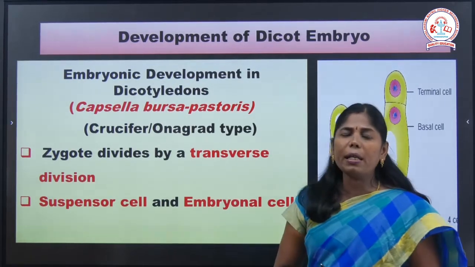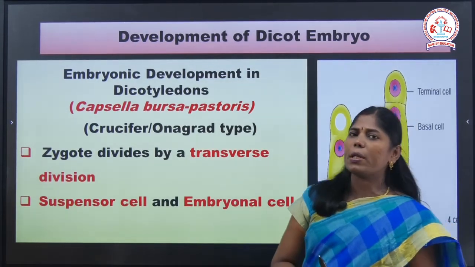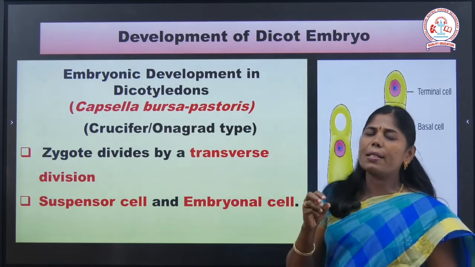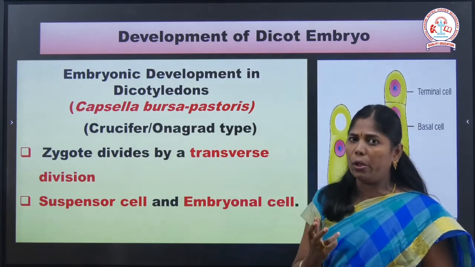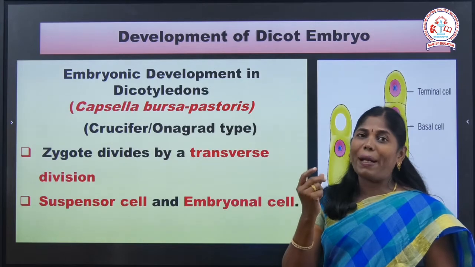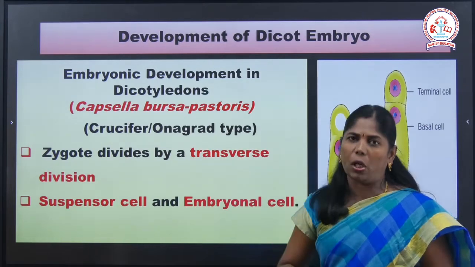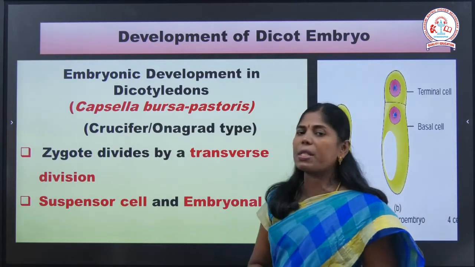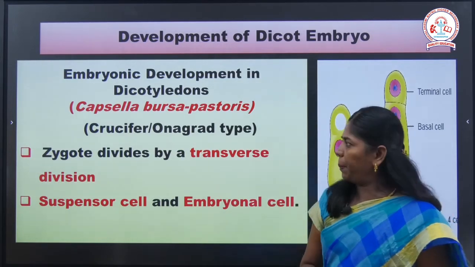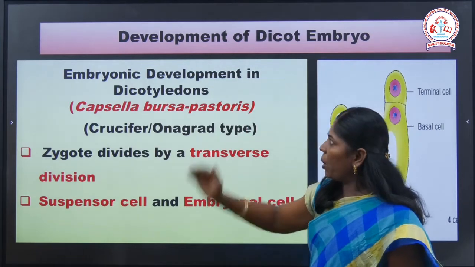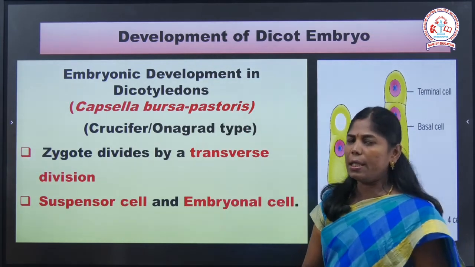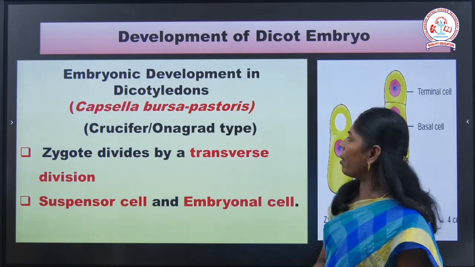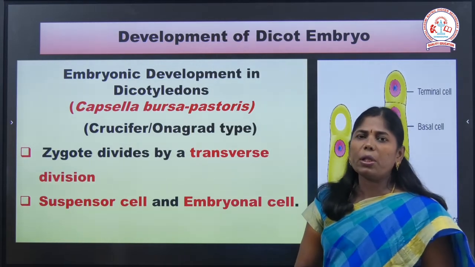What is the meaning of crucifer? Crucifer belongs to the Brassicaceae family. In this family the flowers are very beautiful and have four petals. The flowers look cross-shaped, so that is the meaning of crucifer. So Capsella bursa-pastoris is the example of embryonic development in dicotyledons, belonging to the crucifer or Onagrad type.